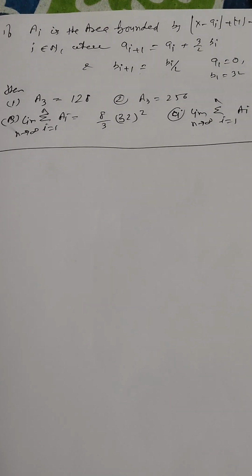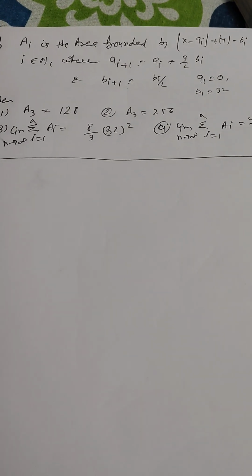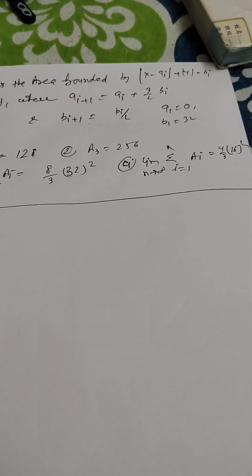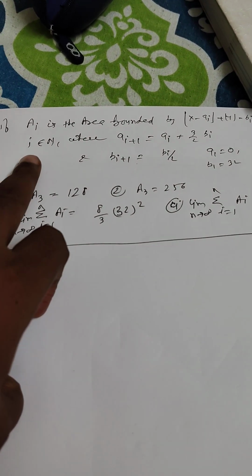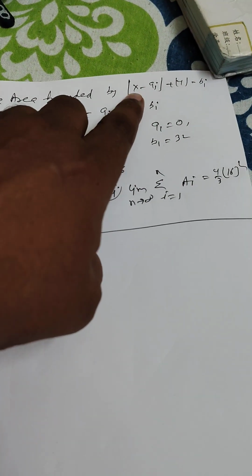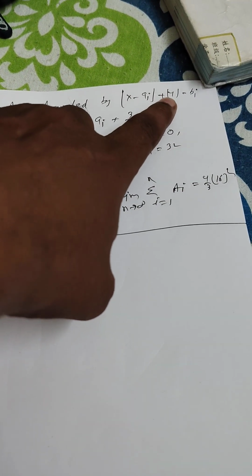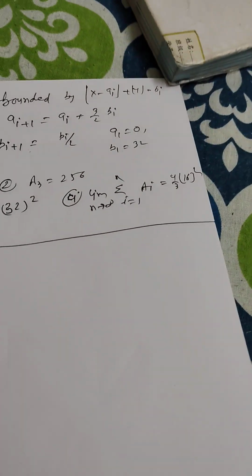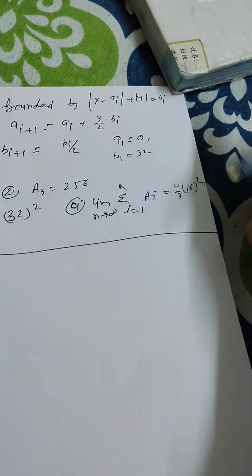Students, this is a question that JEE Advanced has asked, a good question. Let Ai be the area bounded by |x − ai| + |y| = bi.